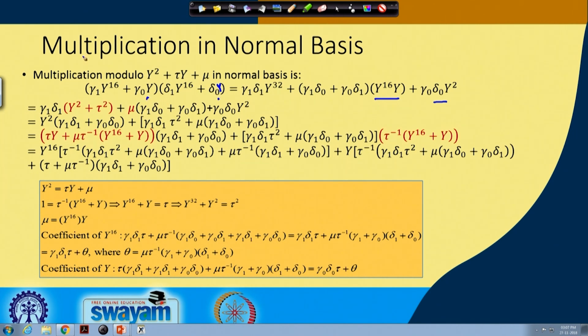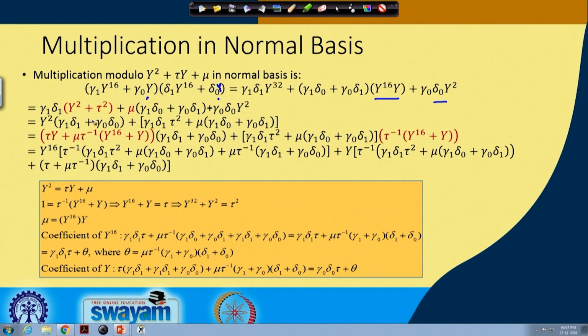Okay. So therefore, I get gamma 0 into delta 0 y square. So now we will have to again bring the result back into the original basis, because you note that I have got y power of 32, I have got y power of 16 into y and y square. Okay, none of these are basis elements. So therefore, what I do is I replace y power of 32 as y square plus tau square using the equation that we have just now seen, and y power of 16 into y we can write that as mu. Okay, so that is my mu, and likewise I have got gamma 0 into delta 0 into y square.